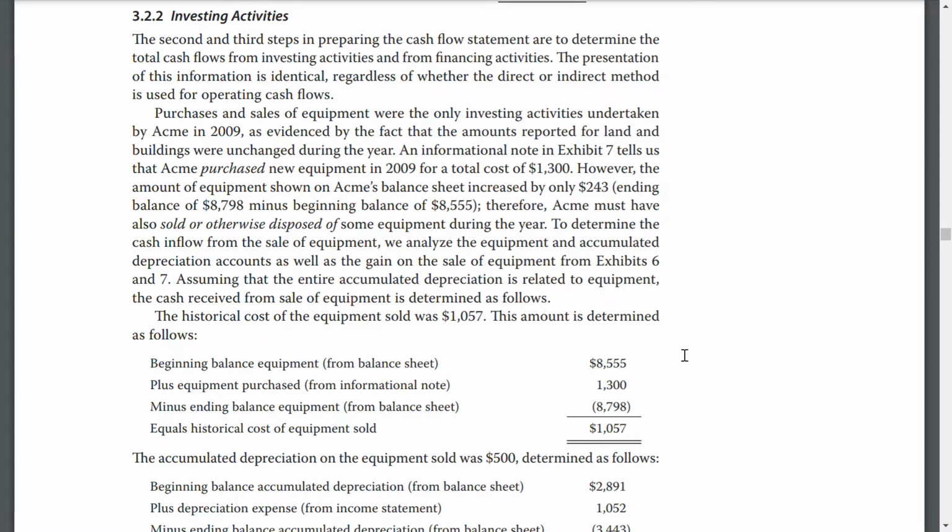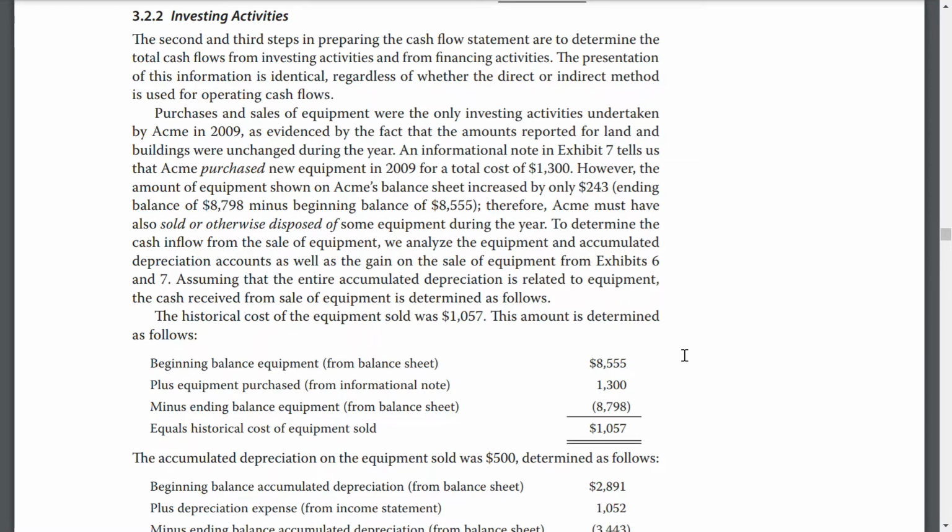An informational note in Exhibit 7 tells us that Acme purchased new equipment in 2009 for a total cost of $1,300. However, the equipment account shown in Acme's balance sheet increased by only $243. Therefore, Acme must have also sold or otherwise disposed of some equipment during the year.